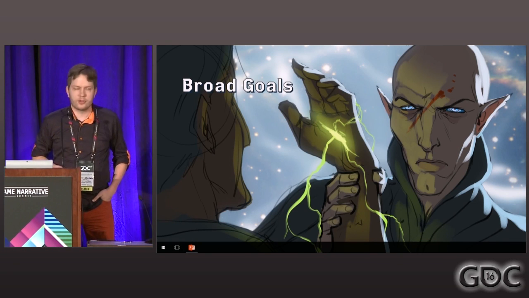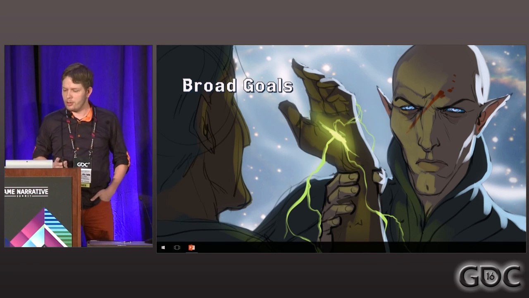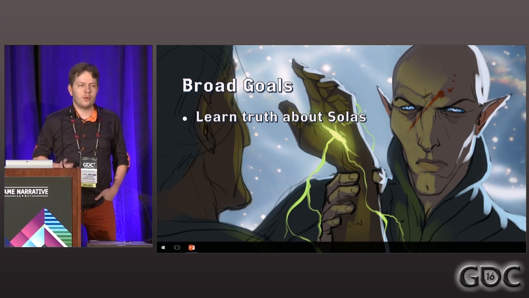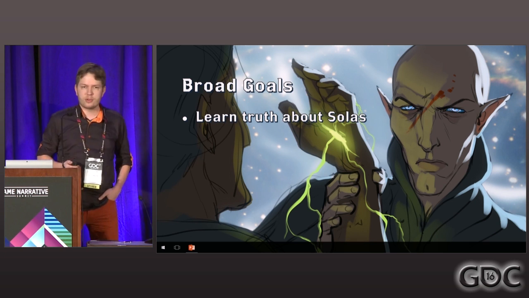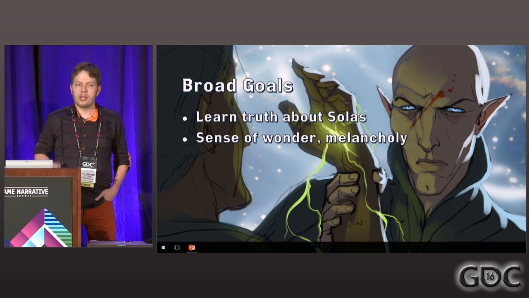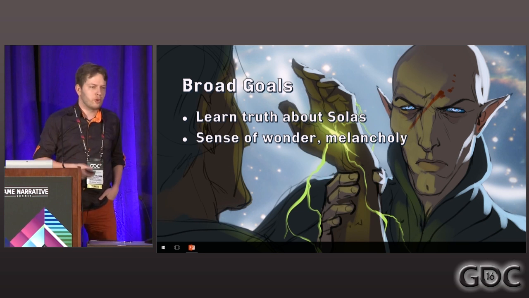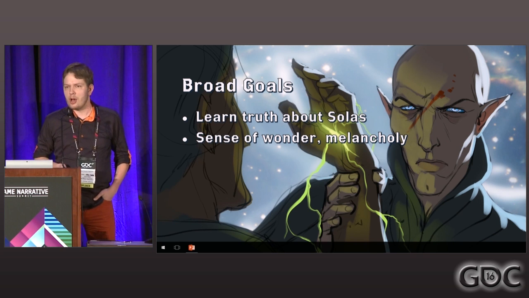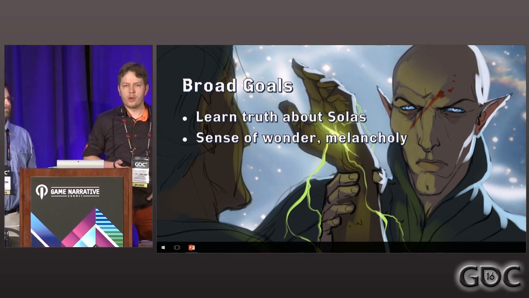So what were our broad goals for Trespasser? Well, we touched on them a little bit earlier, but we needed to learn the truth about Solas. You as the player knew Solas was Fen'Harel, but that was a cutaway. That was a moment that the Inquisitor had not seen, so we needed to tie the Inquisitor's knowledge and the player's knowledge together. We needed to do this while giving you a sense of wonder about this ancient world, this ancient empire that had existed and fallen, and a sense of melancholy because one of your potentially closest allies was no longer going to be on your side.